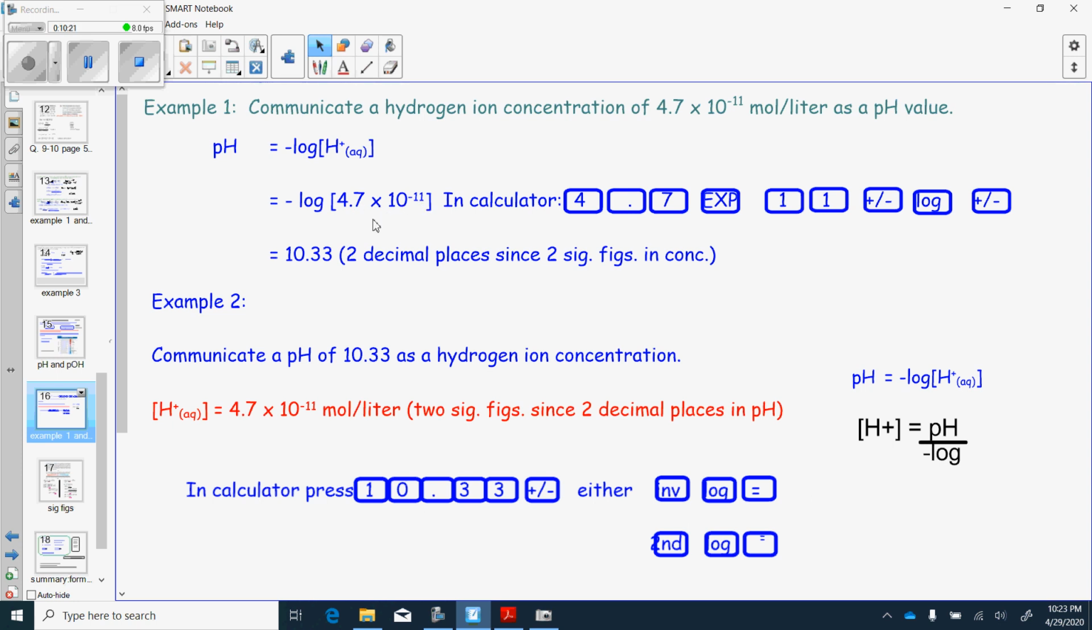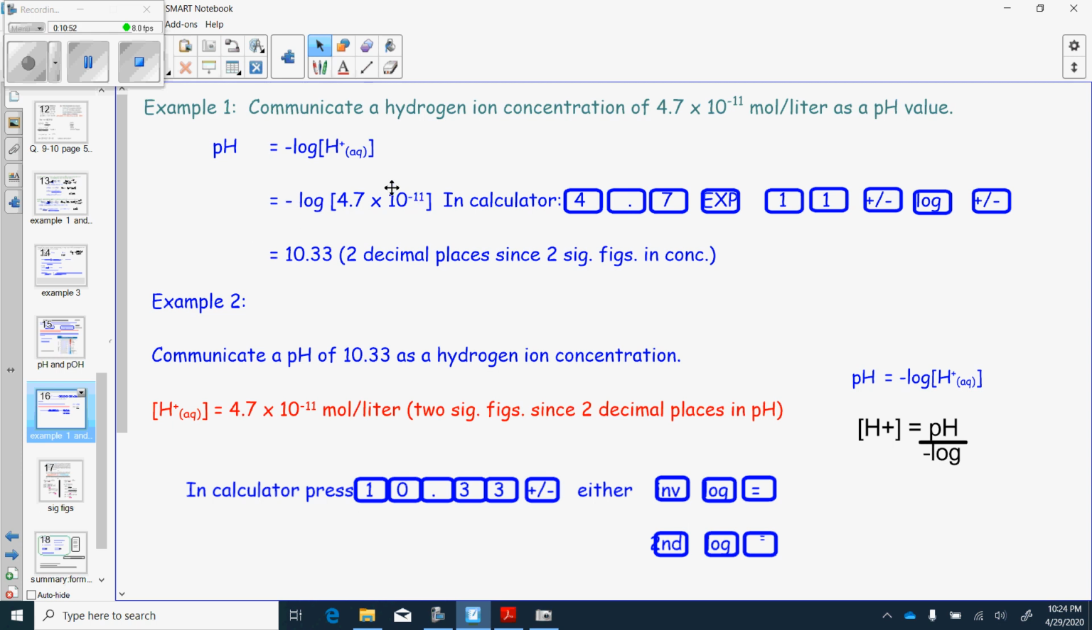Now, some calculators, you start in the front and you just keep trucking. So you would hit negative positive button, your log button, and then your concentration. That should give you 10.33. My calculator from the dollar store works in the opposite direction. So I put my concentration first, then I hit my log button, and then I hit my positive negative button.